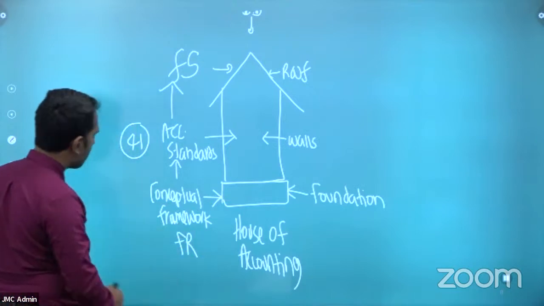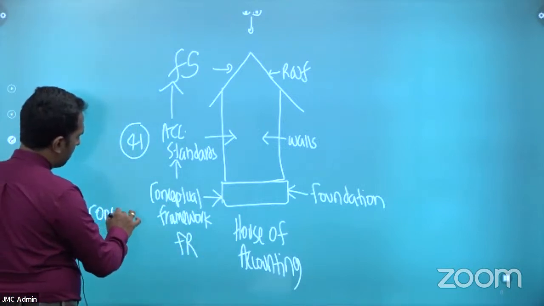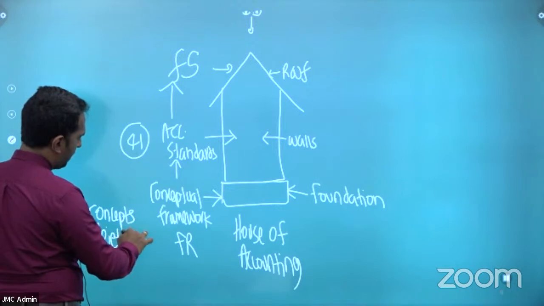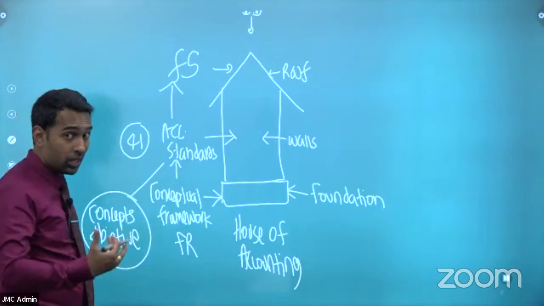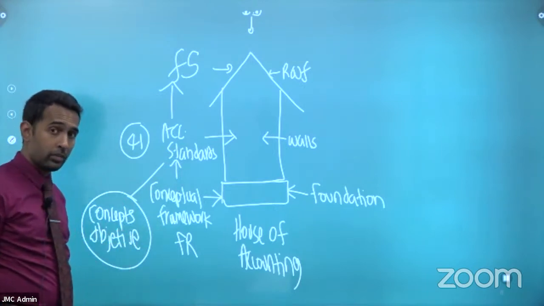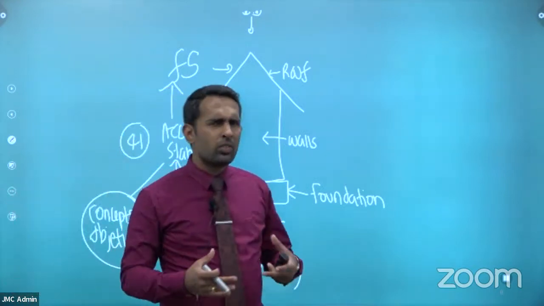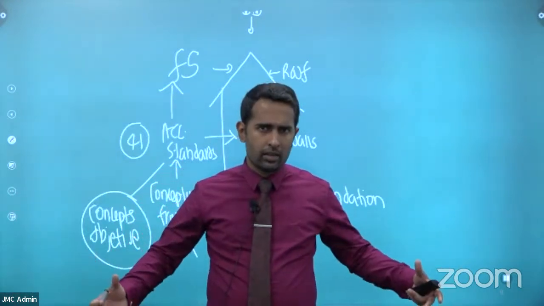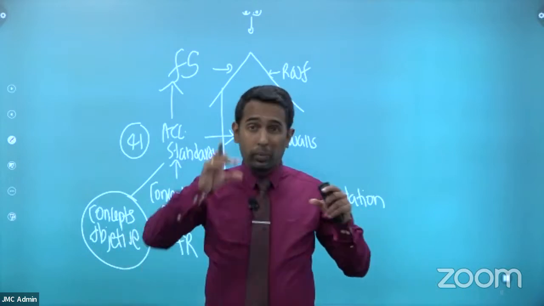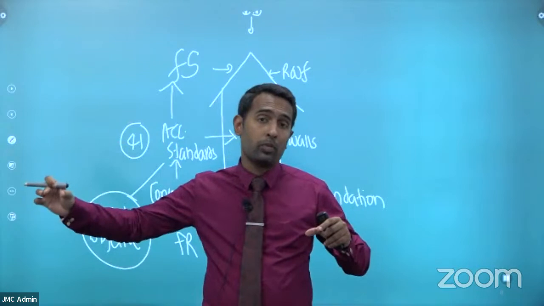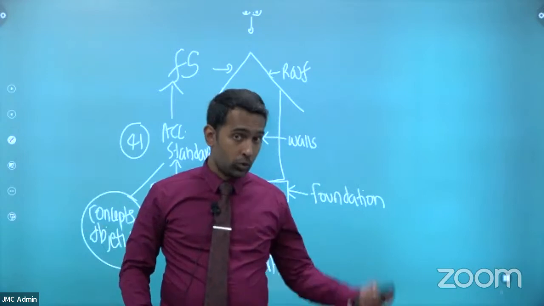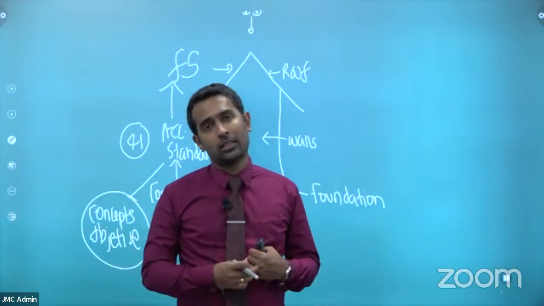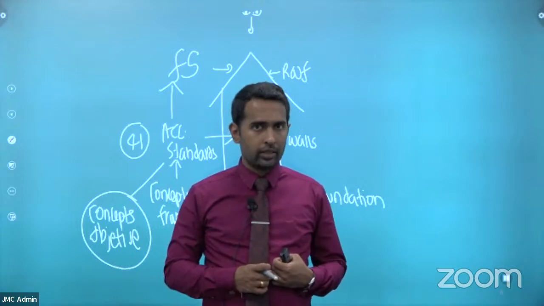So conceptual framework provides basically the concepts as well as the objective of financial reporting. Now, based on these, you prepare the accounting standards. And based on the accounting standards, you are preparing the financial statements. So conceptual framework consists of a lot of concepts. It's kind of a broad guideline. Using this conceptual framework, you prepare some specific guidelines for specific types of financial statement elements, which is what we call accounting standards. Then using the accounting standards, you prepare the financial statements.